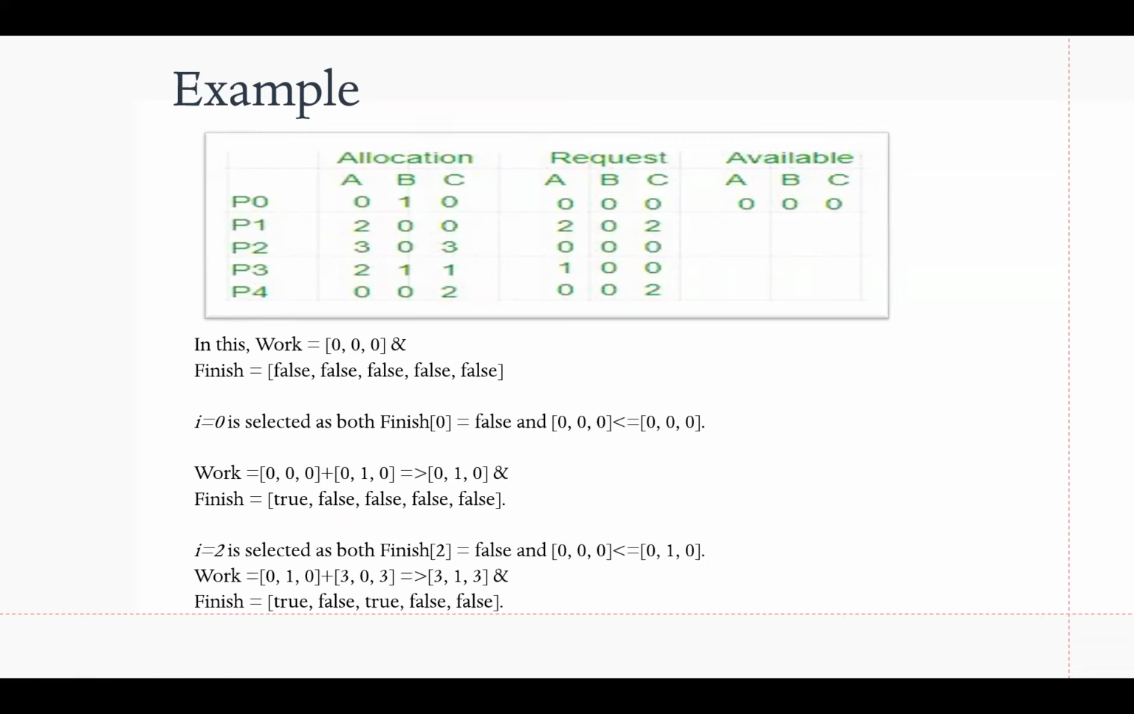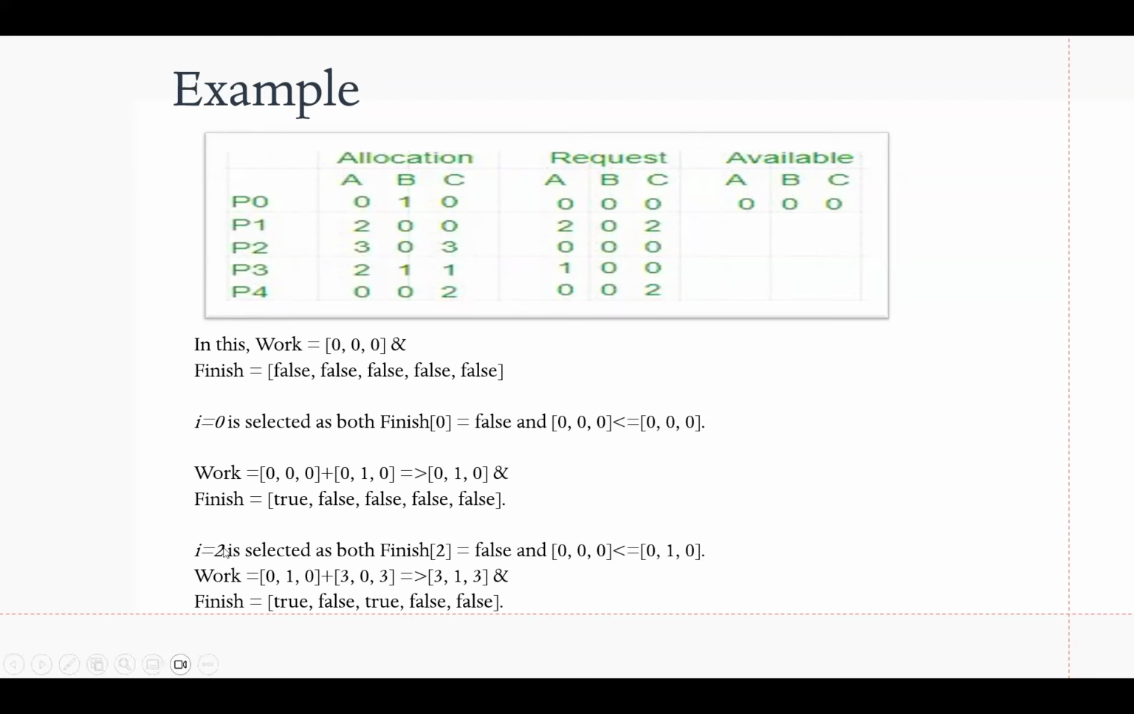Now we make i equal to 1. For i equal to 1, it will check that finish of i is false. Yes, finish is false for i equal to 1. And the request of P1, 2 0 2, is less than or equal to 0 1 0? No, it is not less than or equal to 0 1 0. So we need to stop here and go for the next process.